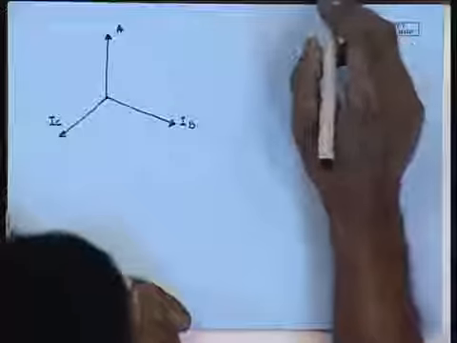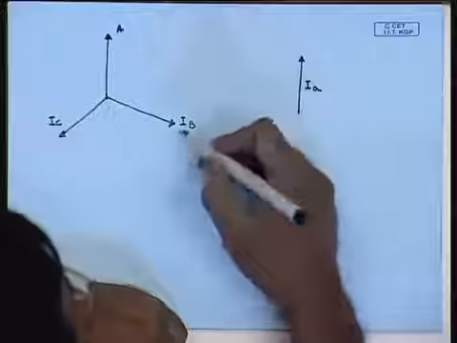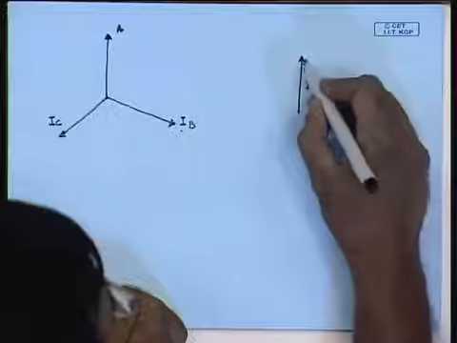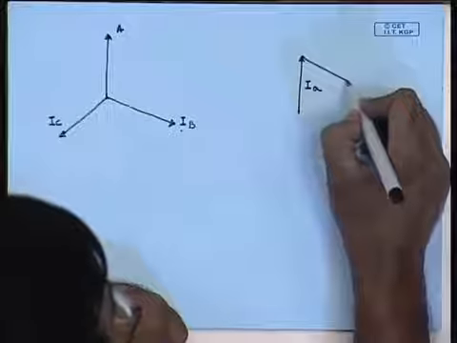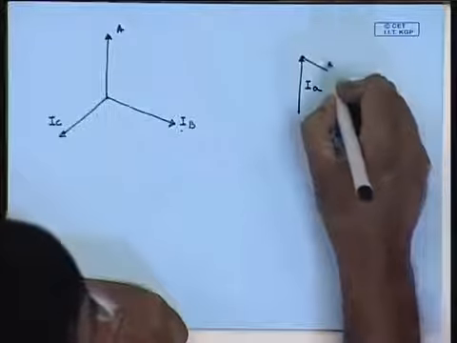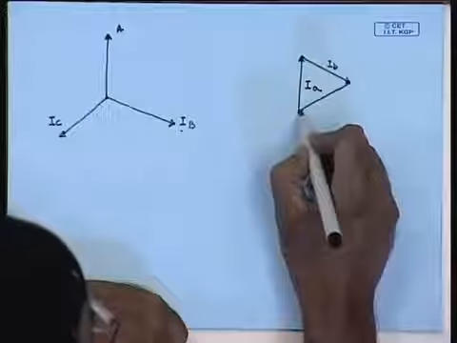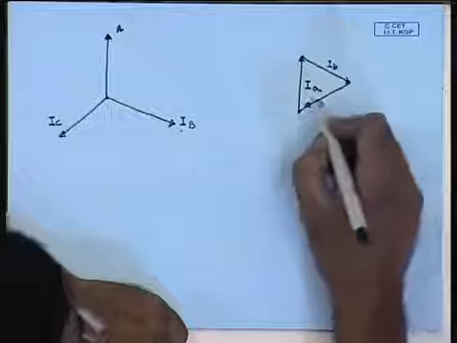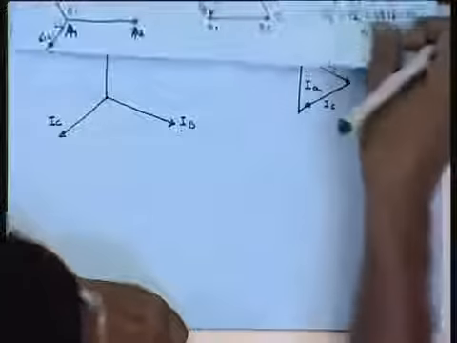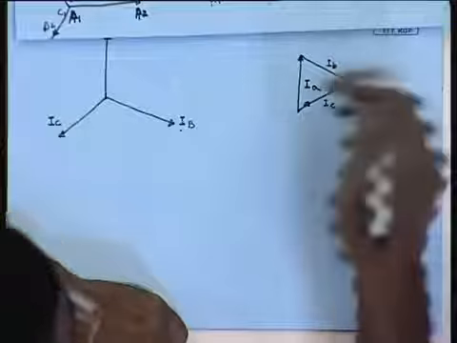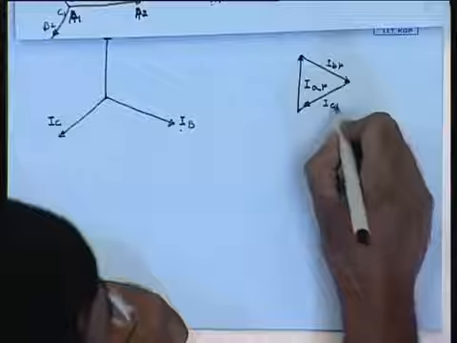Similarly, the phase current IB will be in phase with the high voltage current IB. So, this will be the phase current IB and this will be the phase current IC. What will be the line currents? Let us say capital IA phase, IB phase, IC phase.